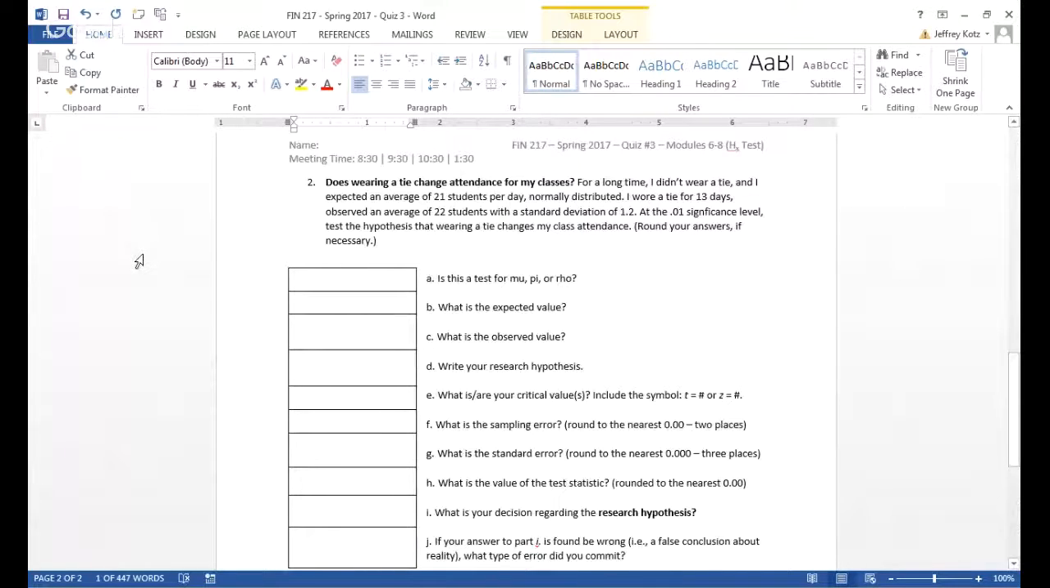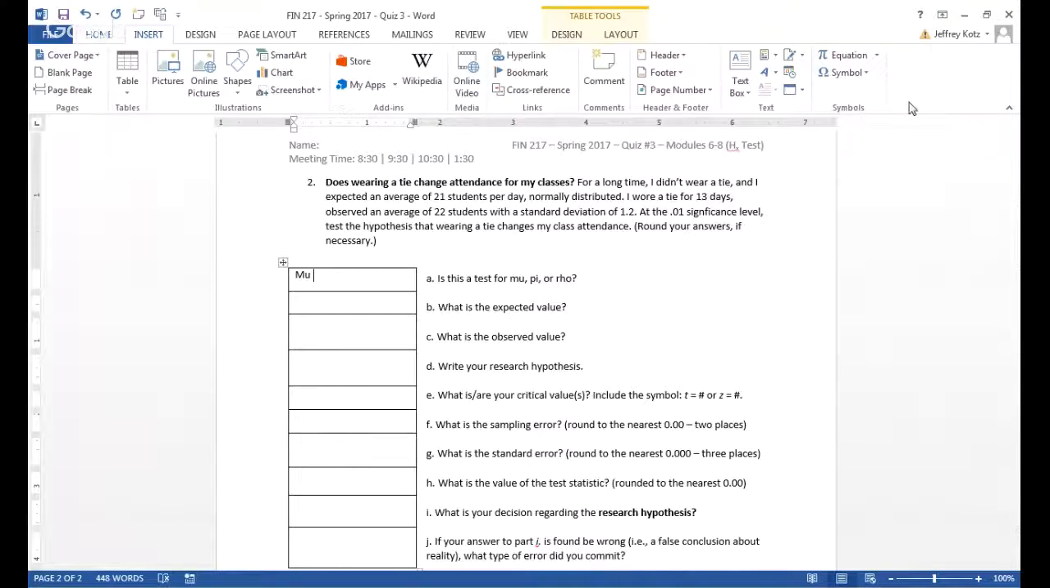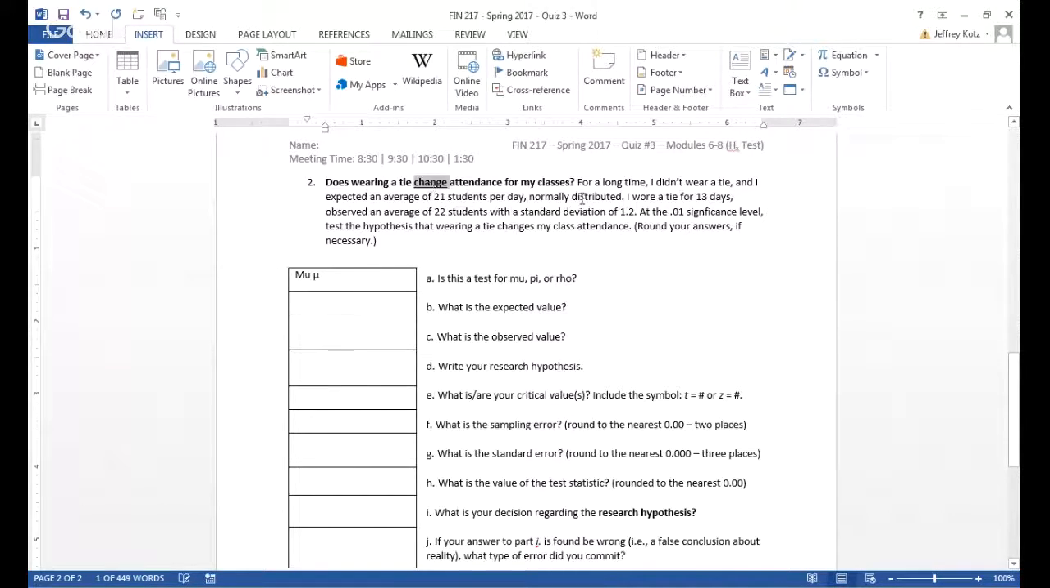Anyway, now I'll go on to question 2, which is where I believe a lot of students started, because this was a hypothesis test for mu. Does wearing a tie change attendance? Now, the other one said increase attendance. This one says change. There's nothing that says bigger, better, faster, more, fewer, less. It just says change. It just means different.